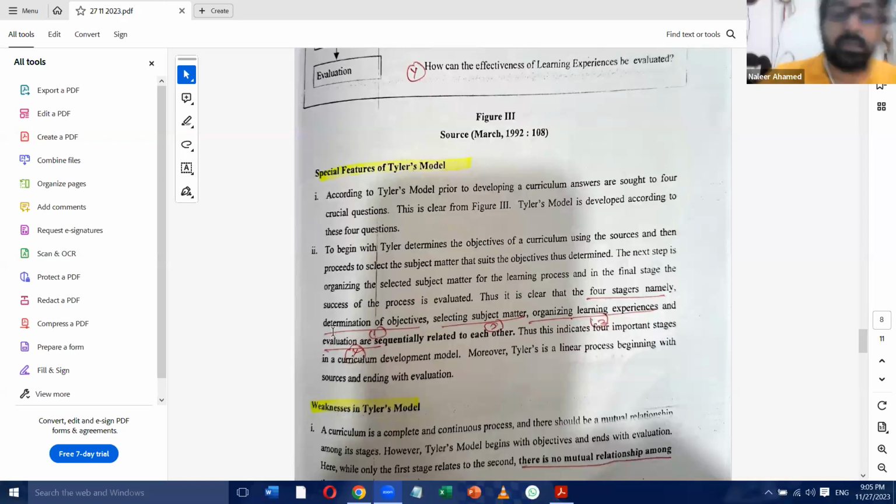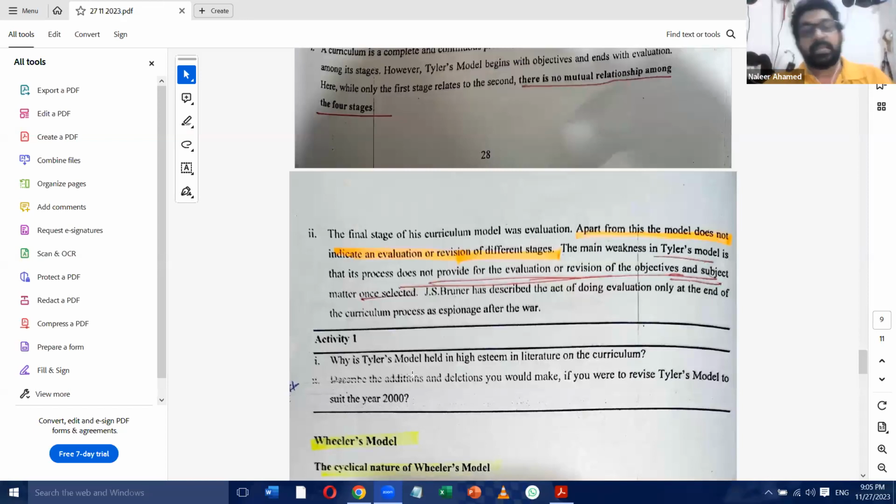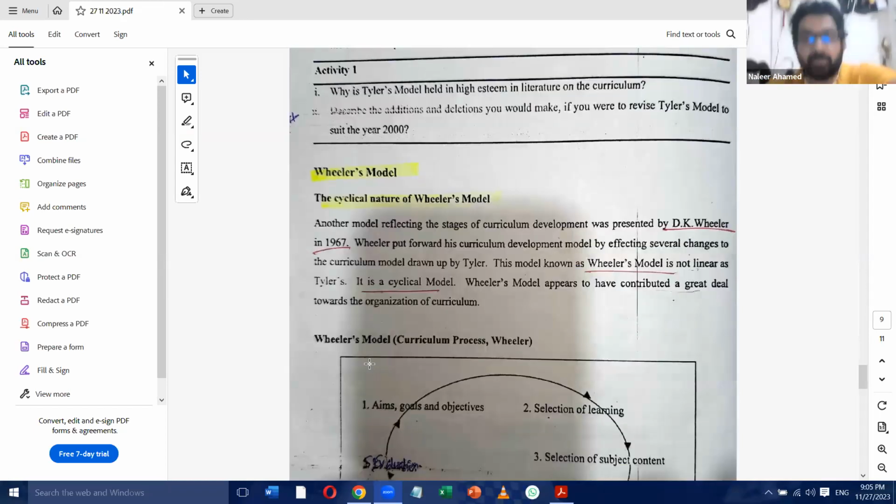Okay, so this is what we were talking about, Tyler's model. Now we'll come to Wheeler's model. This is the cyclical nature of Wheeler's model. Okay, so what we call the cyclical nature.